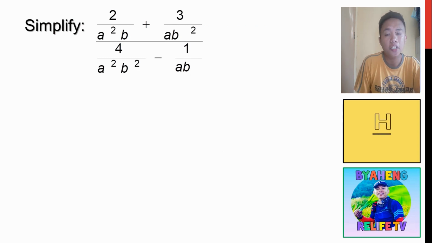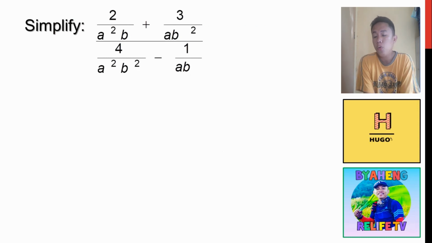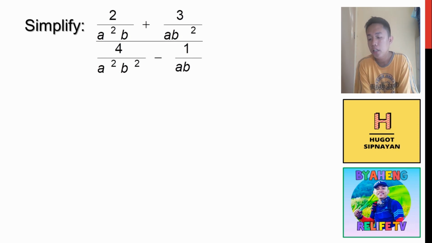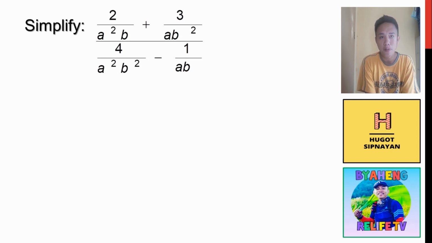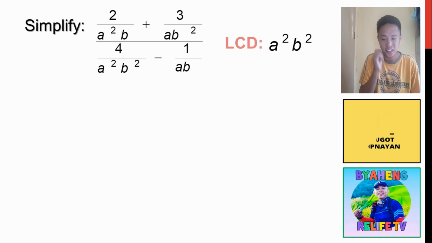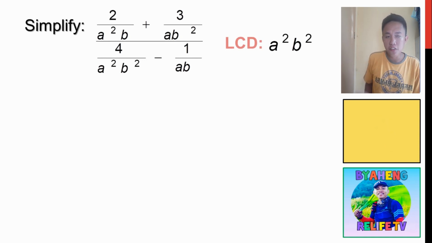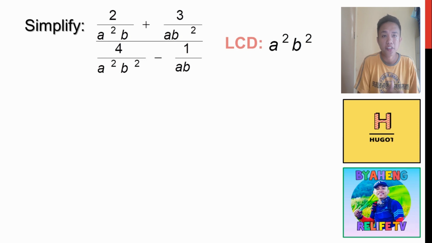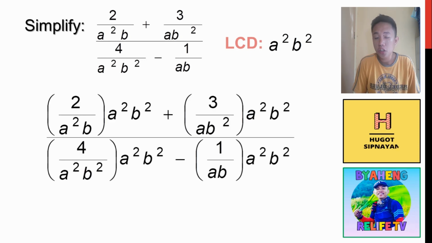So, let's have another example. We have 2 all over a squared b plus 3 all over ab squared, all over 4 all over a squared minus b squared minus 1 all over ab. So, it is really a complex fraction. Here our LCD is a squared b squared. Having a squared b squared as the LCD, we're going to multiply it on the whole equation. So, we distribute it one by one.